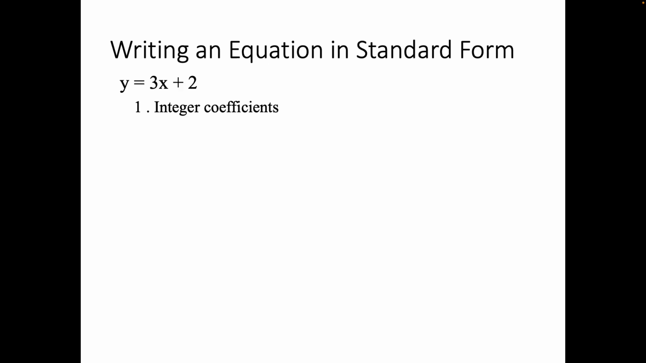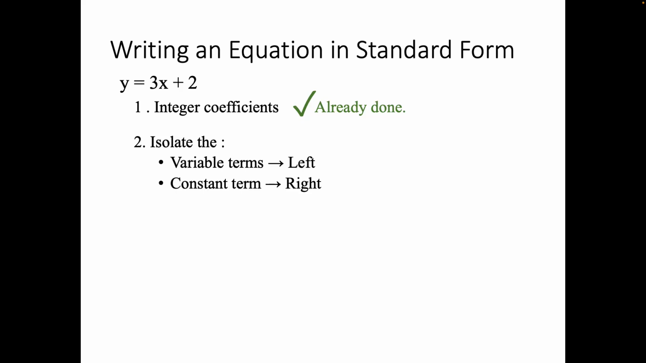The first is to make sure that all the coefficients are integers. For this one, that's already done. Our coefficient of y is 1, our coefficient of x is 3, and our constant is a 2. So no fractions. We're good. We can move on to the next step, which is to get our variables, our x and our y, on the left side and our constant on the right side.